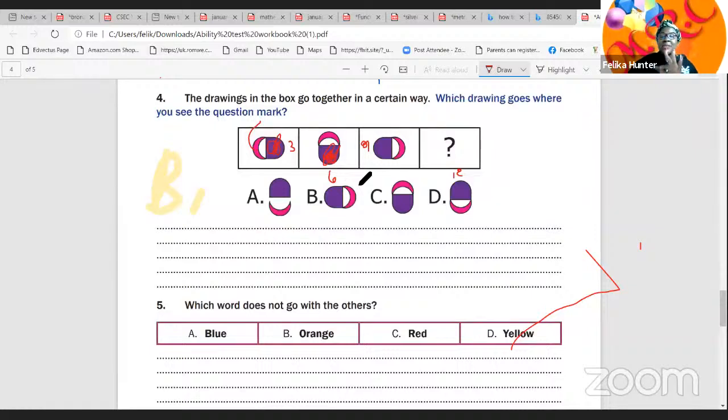So that's the beauty about the ability test. It's not necessarily one particular approach that you're using. It's based on reasoning. All right, and we're going to go with the last question.